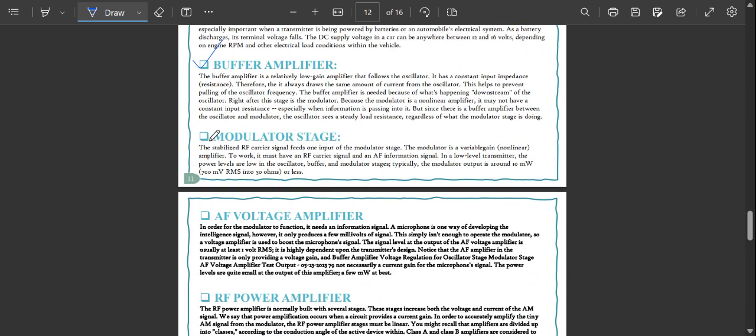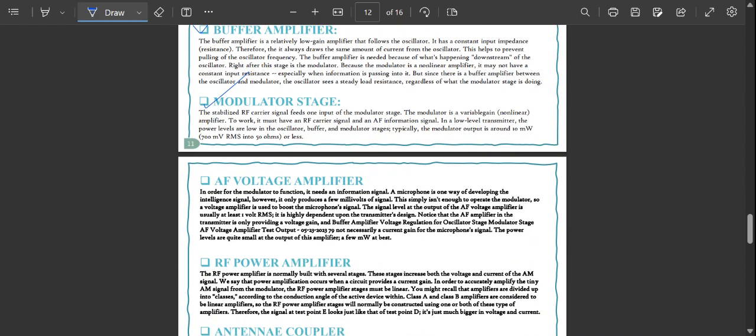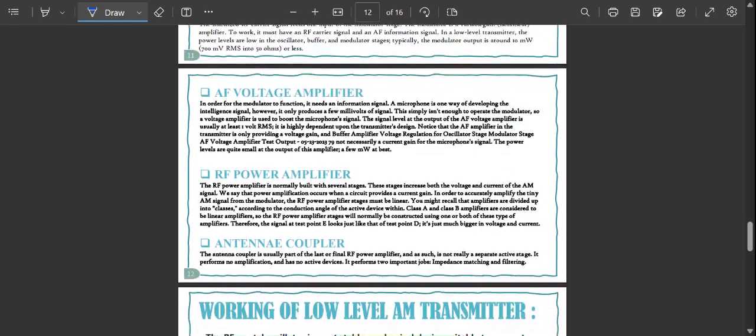Then we have the modulator stage. To work, it must have an RF carrier signal and an AF information signal. In a low level transmitter, the power levels are low in the oscillator, buffer, and modulator stages. It may be around 10 milliwatts.